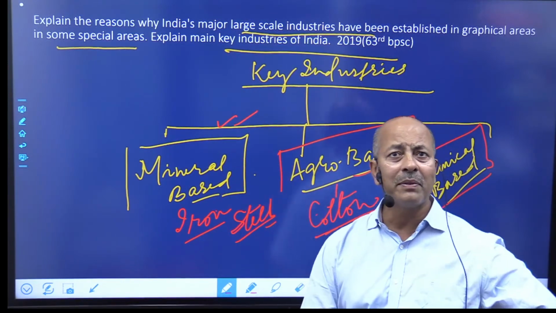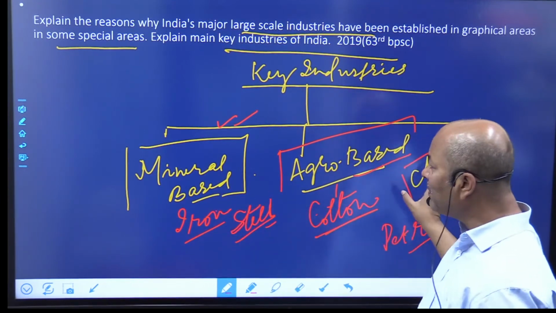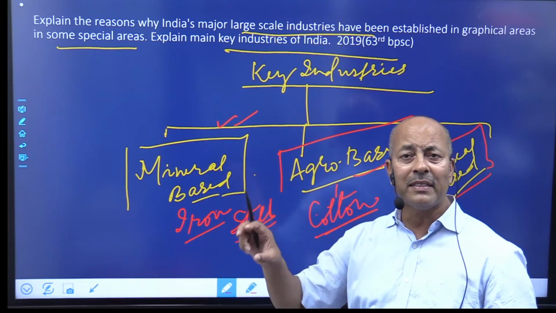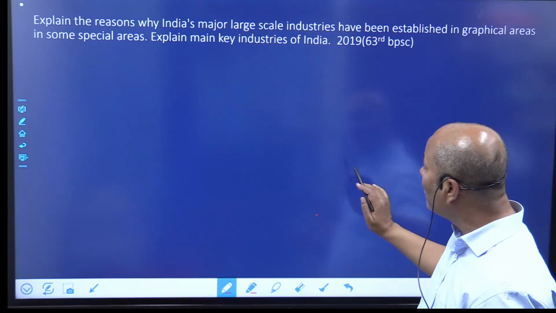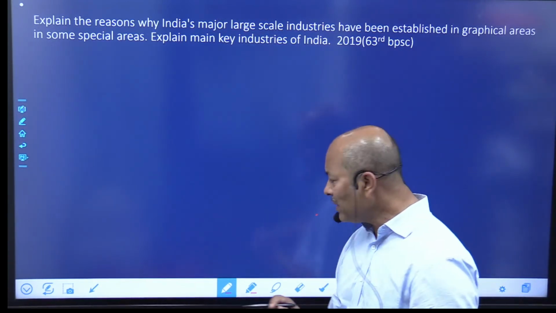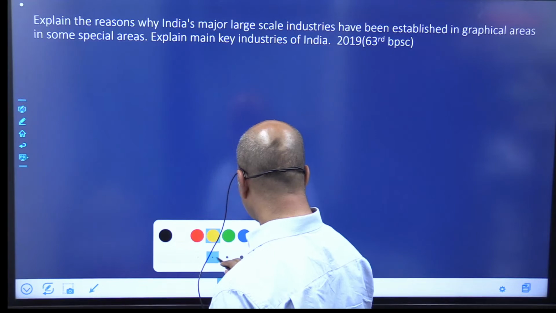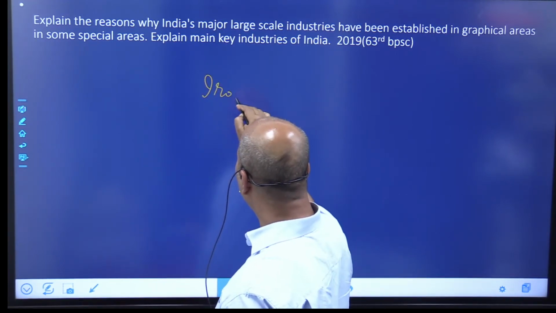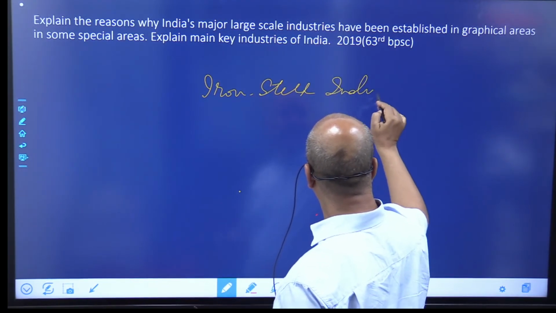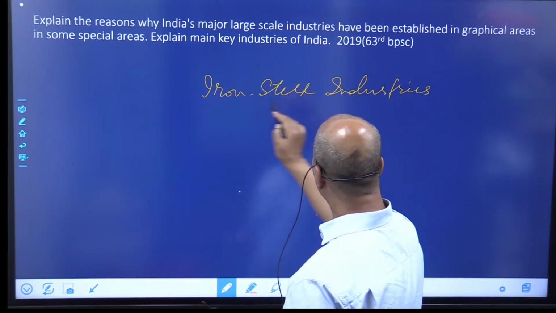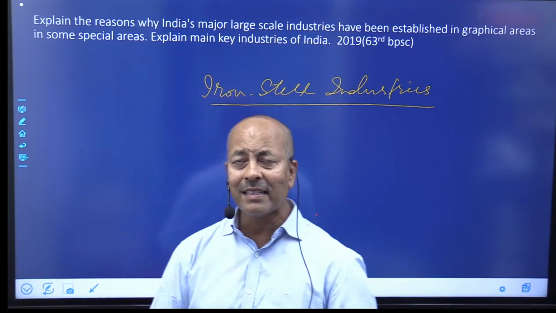Suppose you have to write an answer in 50 or 200 words, or even more than 300 words. Then we can go for different areas, choosing one industry and describing the areas related to the industries. So go for the first industrial area. I'm going to discuss the first industry, that is iron and steel industry. So why it is located in certain pockets of India is the main discussion area.